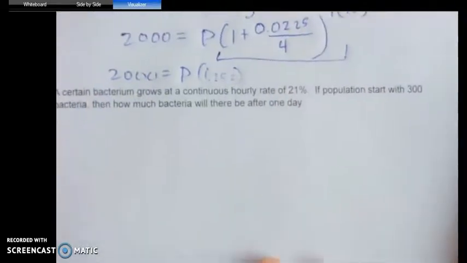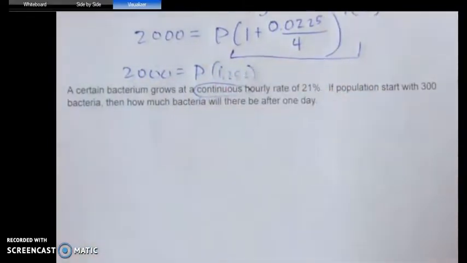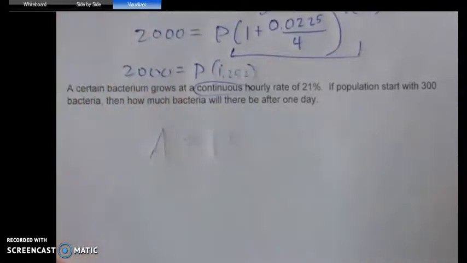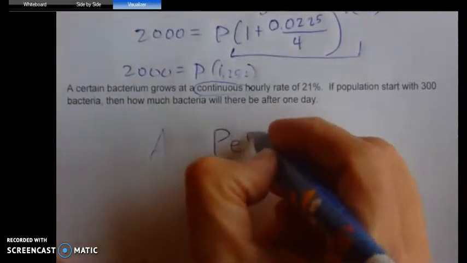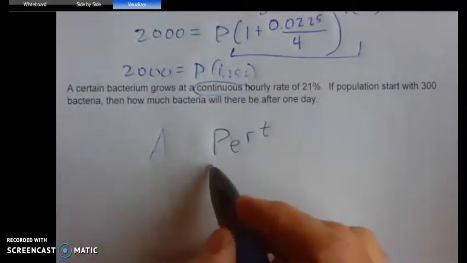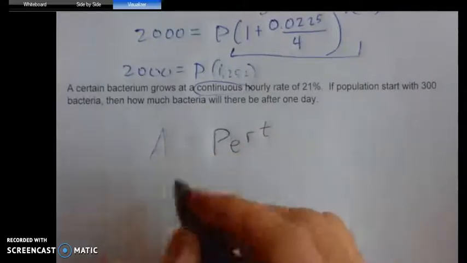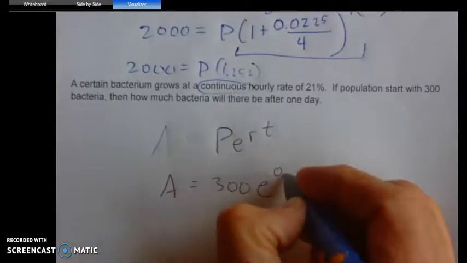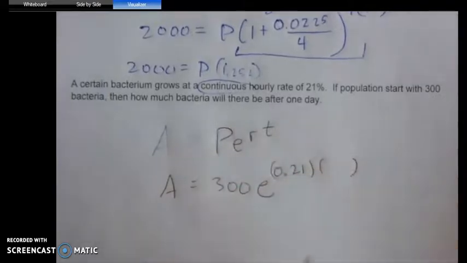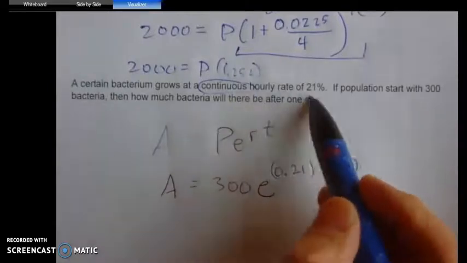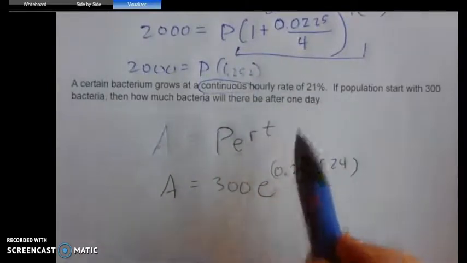This next question is a change of gears because it has the word continuous. Anytime a problem poses a continuous rate of change, we change into this equation. We change into P times e to the rt. So continuous is analogous to a PERT, where we have the initial investment times e to the power of rate times time. In this example, we have the initial population at 300, and then our rate of growth is 21%. And then we're going to see how long it takes. It's 24 hours. So with an hourly rate, I need to put in 24 hours for 1 day.